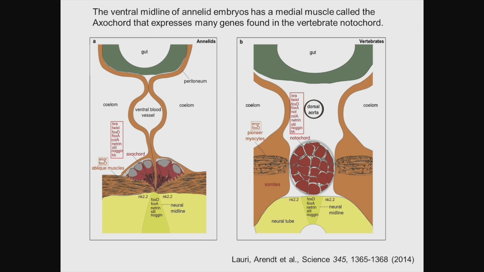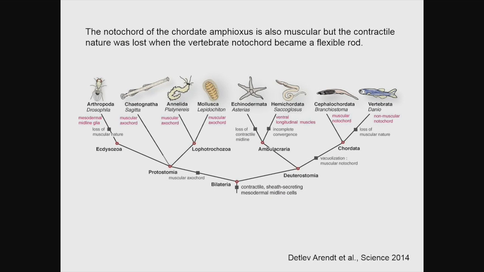I cannot even read it myself here, but they have FOXA, they have collagen, huge amounts of collagen, noggin, and many other genes. So this little box of genes are genes that are expressed in the notochord in the vertebrates, and also they come together in this midline muscle of the annelid, which produces a lot of collagen, so it's used for the insertion of the other muscles. So this would argue that there is a very old organ that was there already in the beginning of these ancestral animals. So it would say that the ancestral bilateral animal would be very complex.